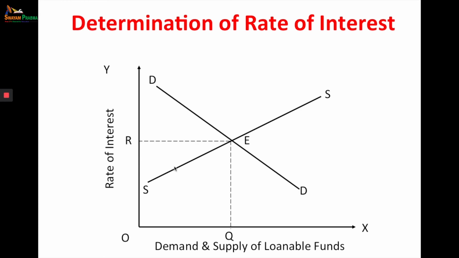Whereas supply has a positive relationship: the lower the rate of interest, the lower the supply of loanable funds, and the higher the rate of interest, the higher the supply. The point where the demand for loanable funds intersects the supply of loanable funds is the point of equilibrium, and this determines the rate of interest. It is totally based on the market mechanism, where the forces of demand and supply determine the equilibrium rate of interest.